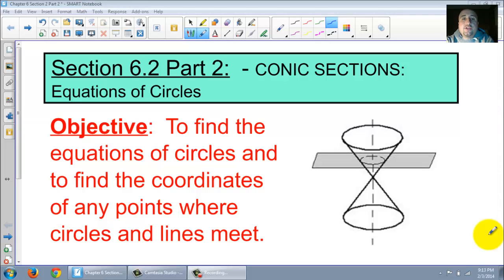All right, welcome back to Chapter 6. This is still the same section. We're still working on circles. This is part 2 of section 6.2. So this is the second portion of the circle section that we want to look at. There's too much to pack into one video, so we're going to break it down into two. Remember, we're still talking about circles.